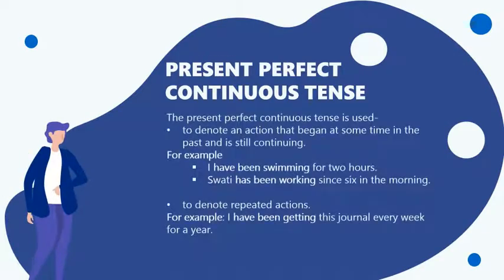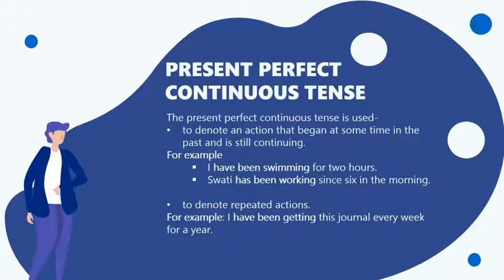The last form of present tense is present perfect continuous tense. The present perfect continuous tense is used to denote an action that began at some time in the past and is still continuing. For example, I have been swimming for 2 hours. Let's see the second example. Swati has been working since 6 in the morning.